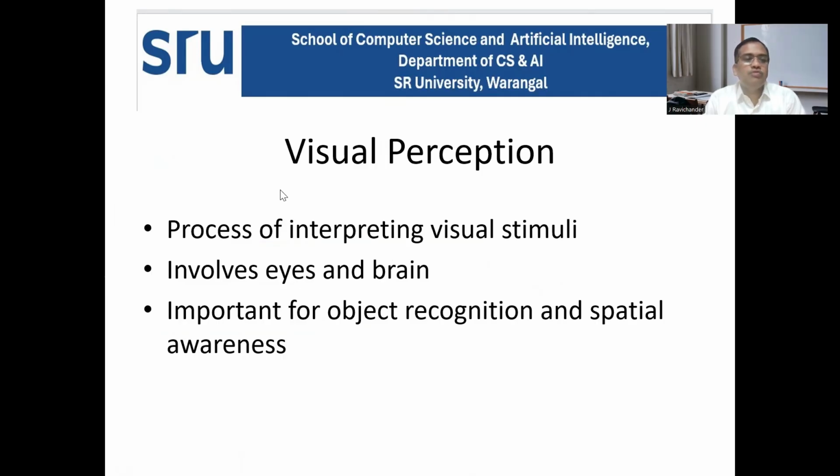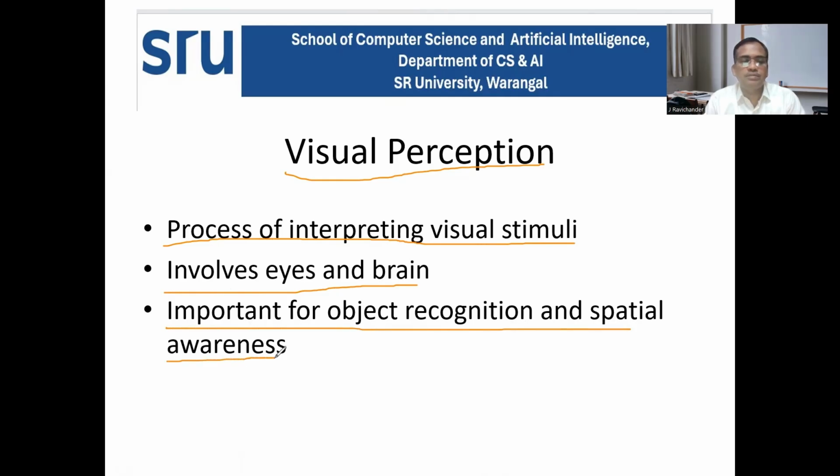So what do you mean by visual perception? Visual perception is the process of interpreting visual stimuli. That is called visual perception. It involves the eyes and brain, which is important for object recognition and spatial awareness.